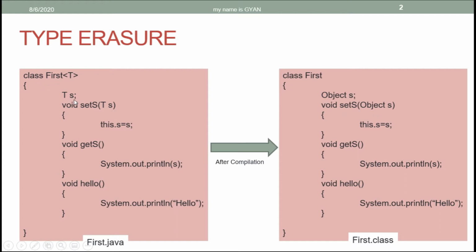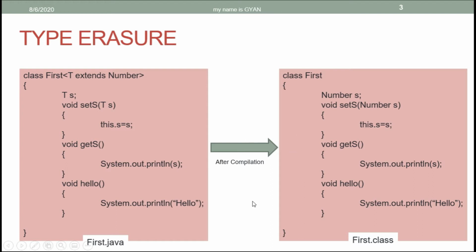The s will be a reference variable of type Object. Now look at this case. We have a different upper bound for the type parameter T. The maximum upper bound for the type parameter T is Number. Therefore, in the First.class, the reference variable s will be of type Number. Therefore, the process of erasing the type parameter and replacing it with the maximum upper bound in the bytecode of the class is called the process of type erasure.